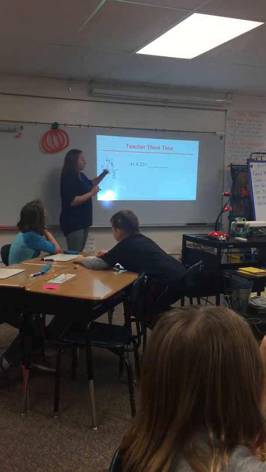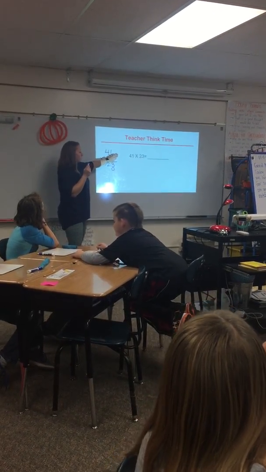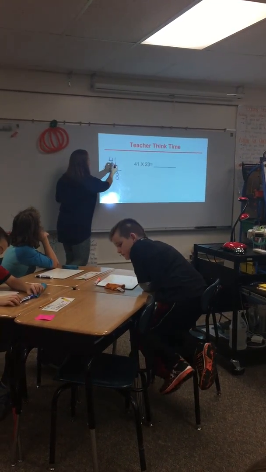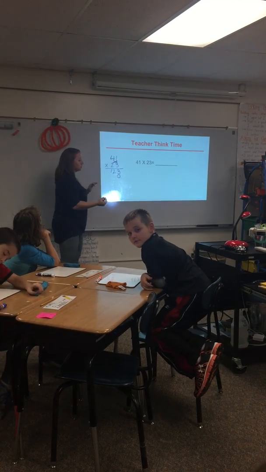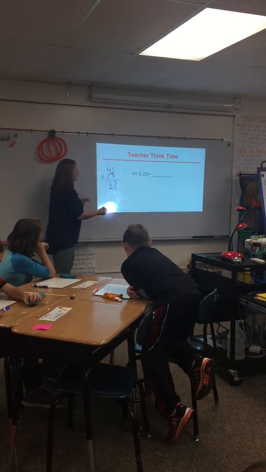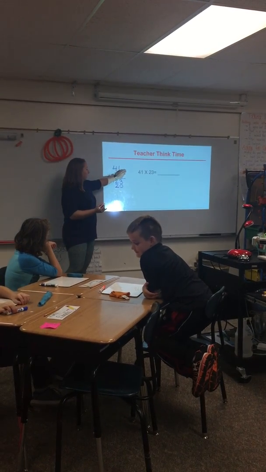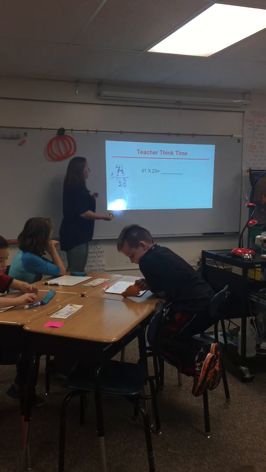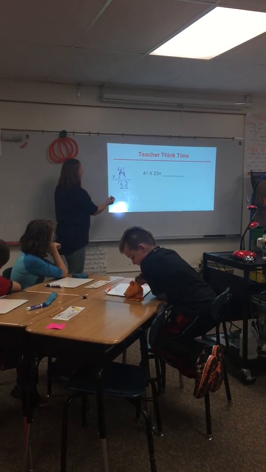So now, if it helps you, you can pretend that 3 isn't even there because it's finished. I know I multiply by the ones place first. 2 times 1 is 2. And then I complete my bow tie, pretending that 3 isn't there. 4 times 2 gives me 8.